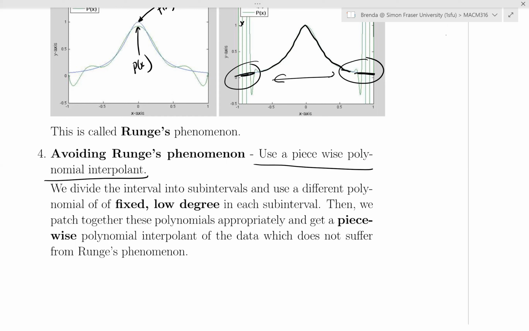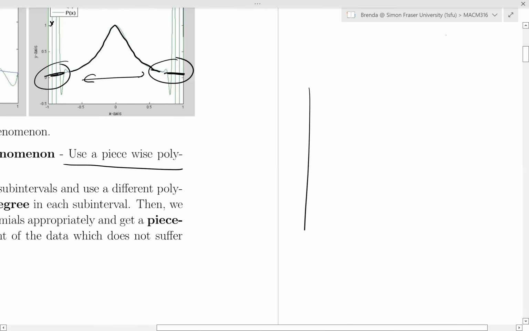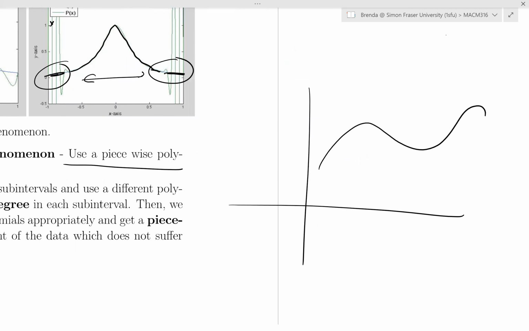So the question is, how do you choose the subintervals? To choose them, we're going to imagine we've got an underlying function, f of x, that we're trying to get an interpolating polynomial for, and we've got all our data points. We're going to try to cram some polynomial through all of those points, but we are not going to do it with a single polynomial.